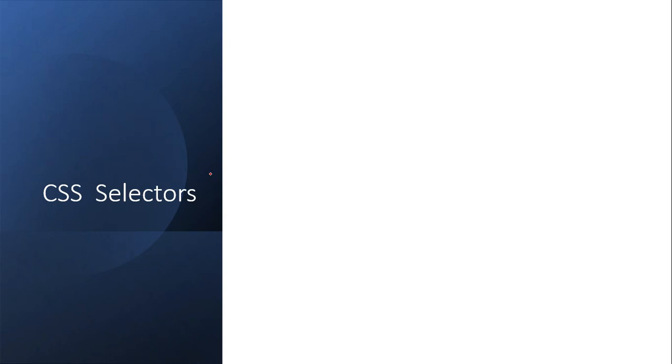Now let's talk about the CSS selectors. CSS selectors are used to style the HTML element, and some types of CSS selectors are over here. First one is the element selector, where we can style the HTML element using the CSS property. Here p is the HTML element, color is the property, and red is the value.